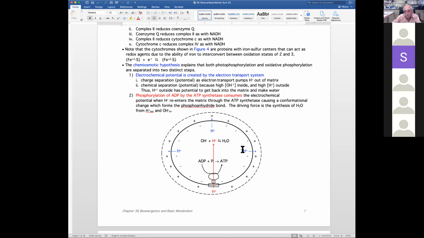So when you take a positively charged entity and you pump it outside, now you have an electrical gradient. And then it's also a chemical gradient, because if this is neutral and you just start pumping protons out, then this starts to become basic. So the pH is quite different between the matrix and outside the matrix, which is the intermembrane space essentially. That equilibrates with the rest of the cytoplasm.